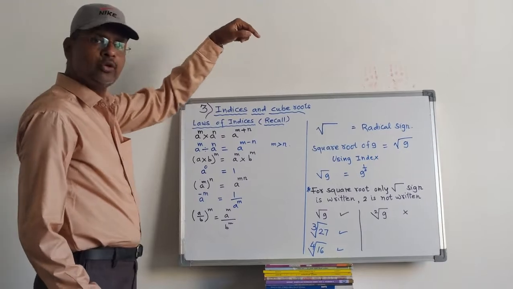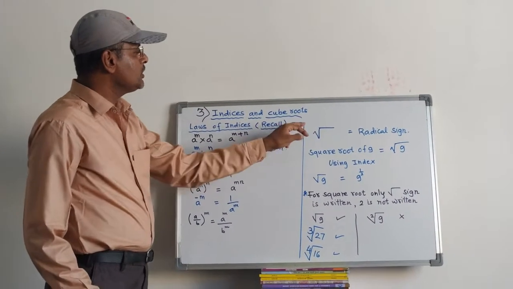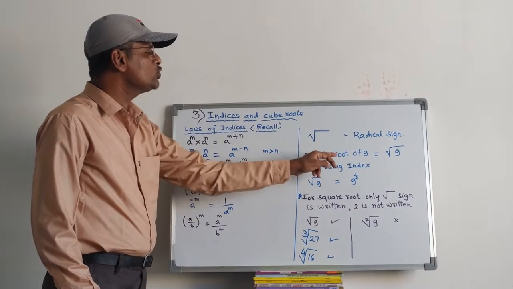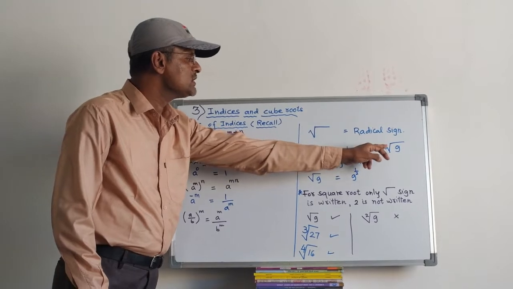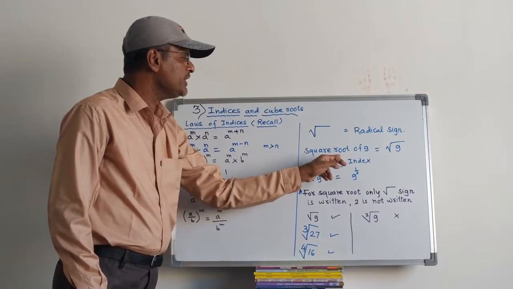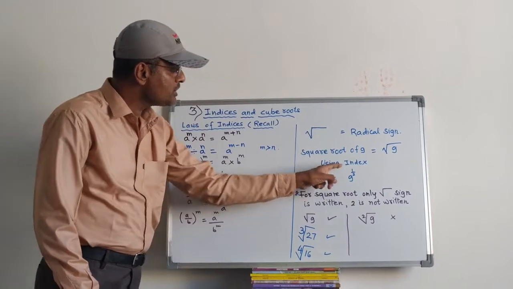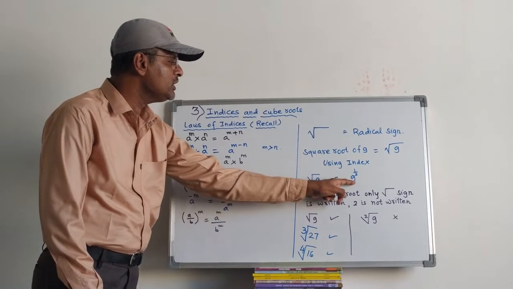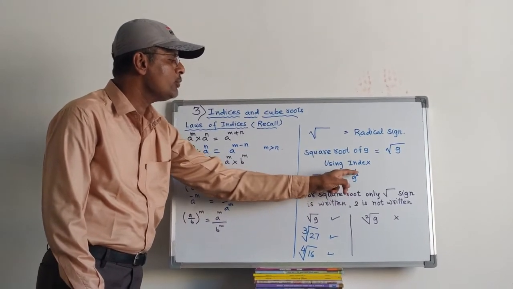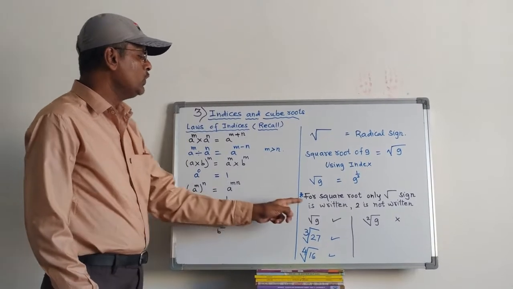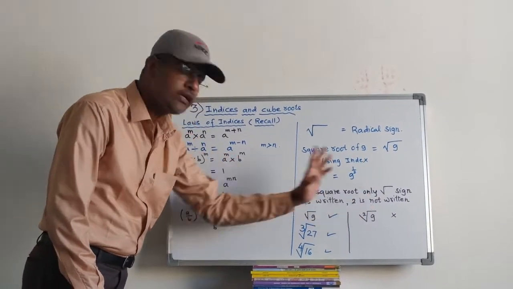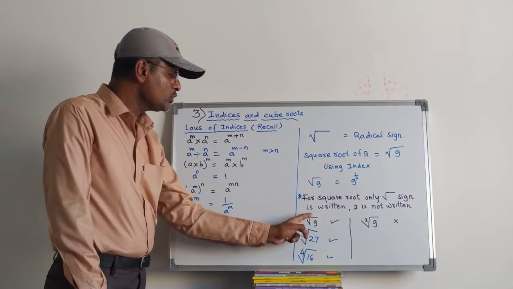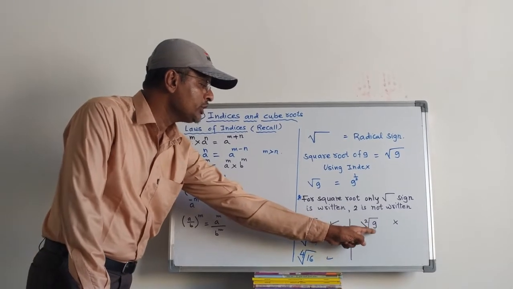Now in today's 8th standard chapter number 3, this particular sign is called radical sign. So square root of 9 can be written as radical sign 9. You can read it as square root of 9. Using indices, square root of 9 can be written in this form: 9 raised to 1 upon 2. Remember, for square root only radical sign is written, 2 is not written. So under root 9 can be written in this way, not in this way.